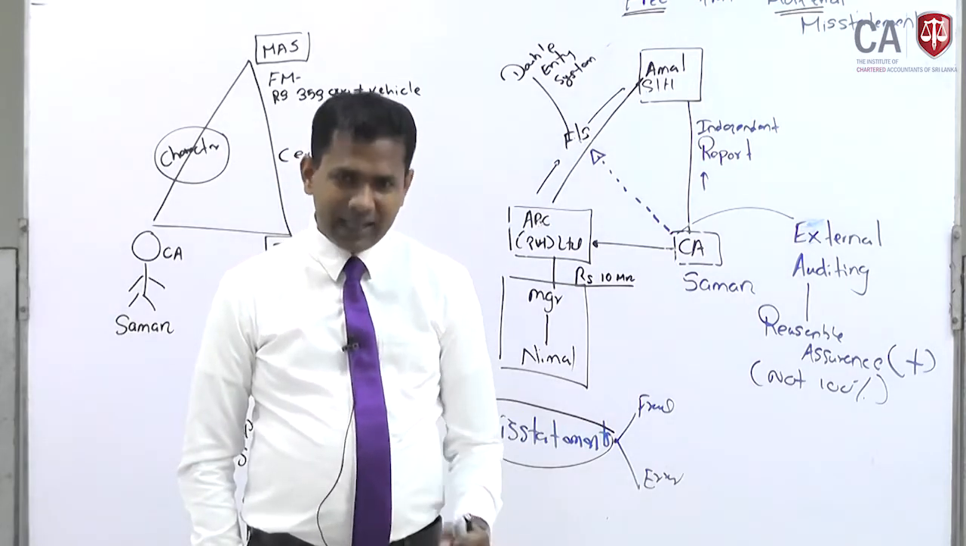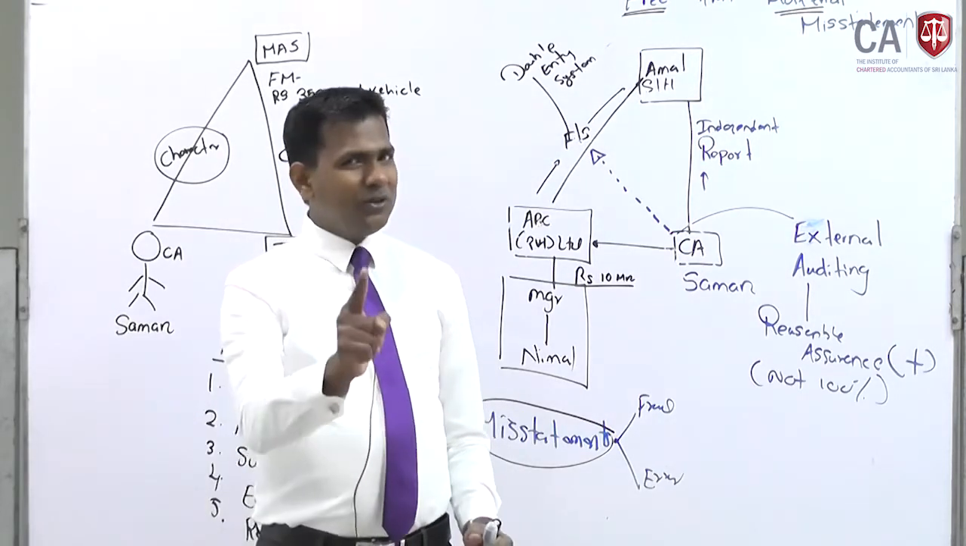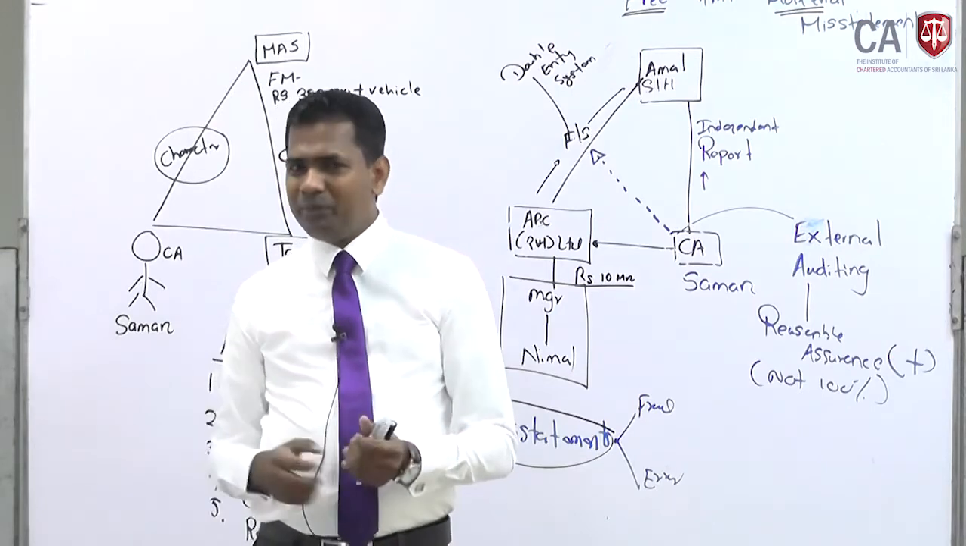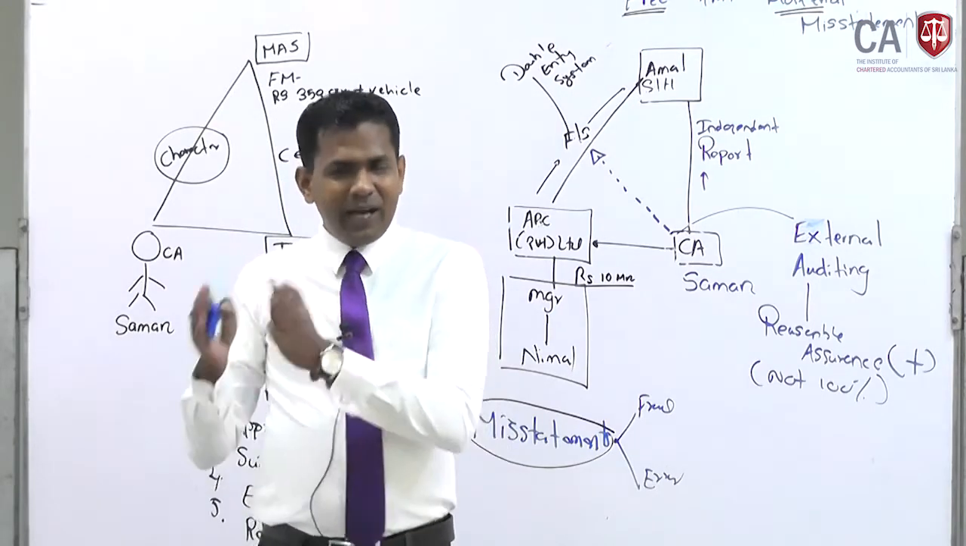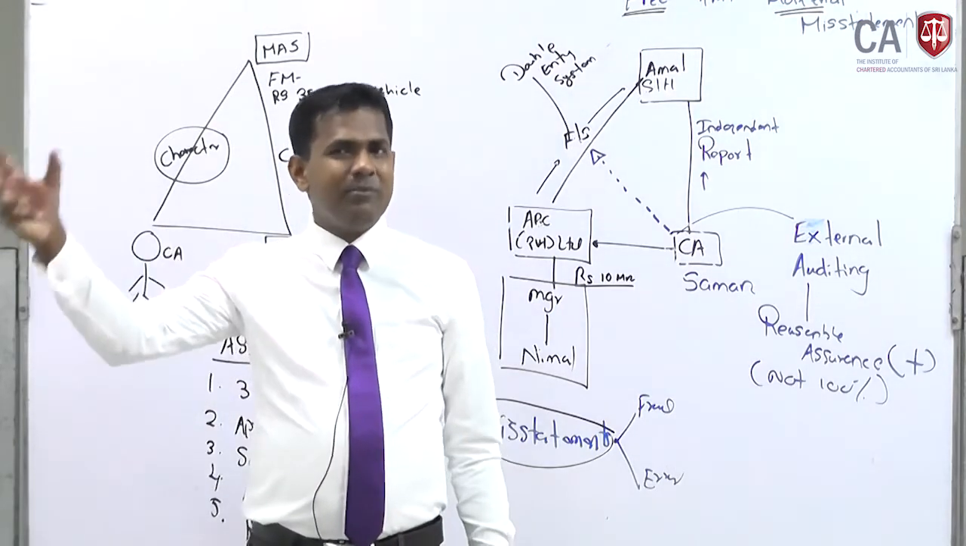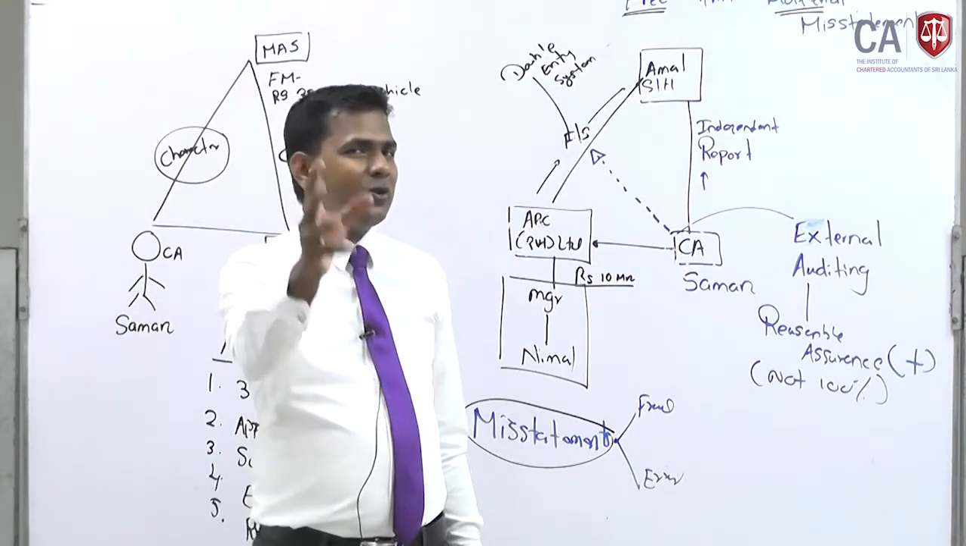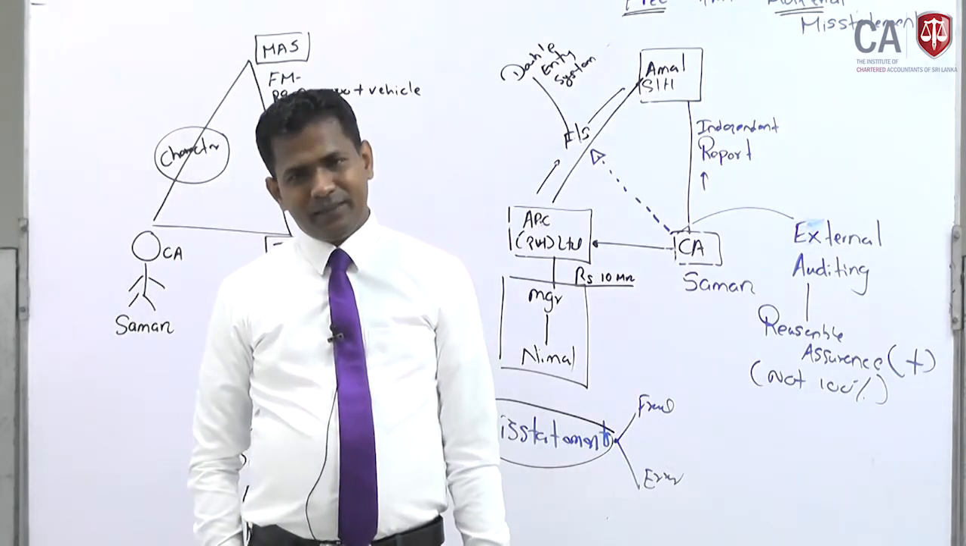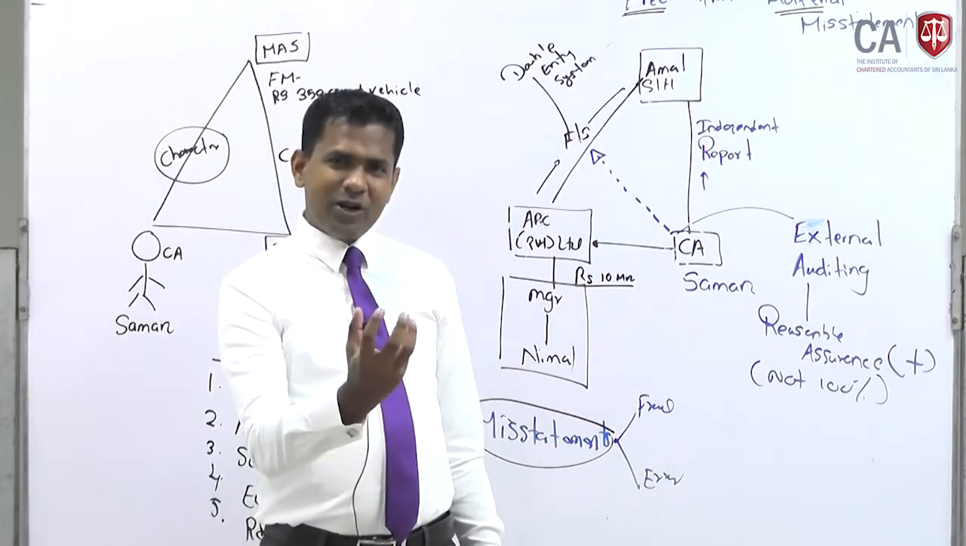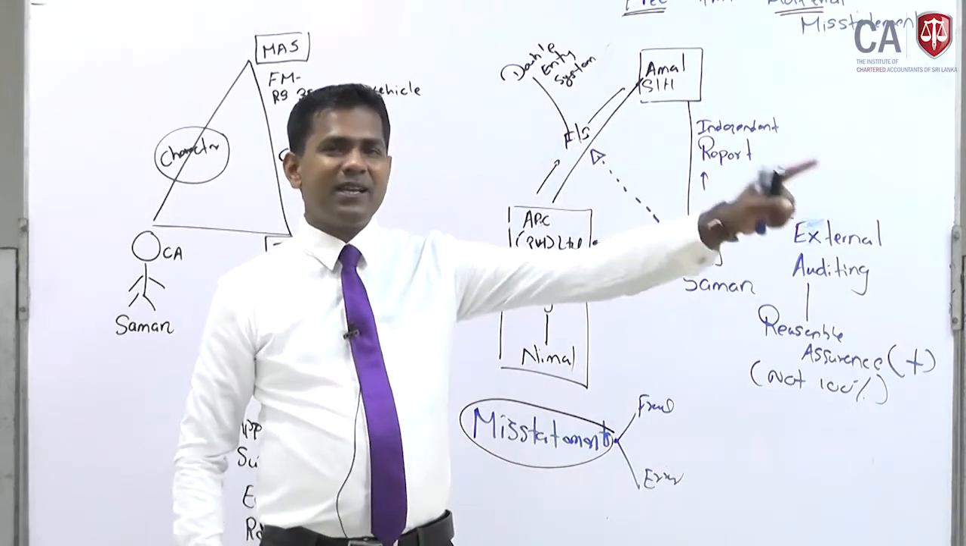Why I told you this 5000 and 10 rupee example: that 5000 is not material to Dhammika Perera, but 5000 is material to you. Right? That 10 rupees is not material to you, but the 10 rupees is material to the beggar.